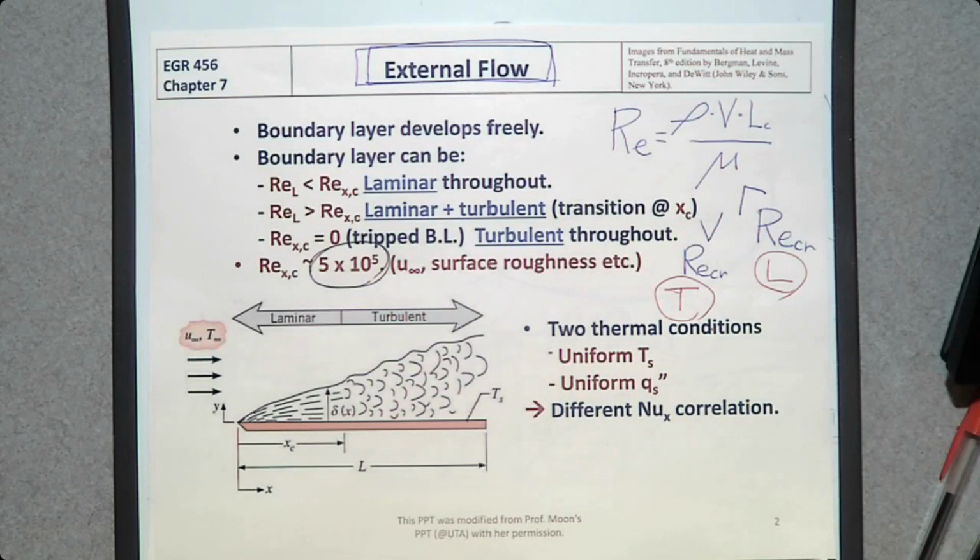We are going to determine whether it is laminar or turbulent. We are going to determine whether it is uniform surface heat flux or uniform surface temperature. There are Nusselt number correlations. So how many? 1, 2, 3, 4. Already 4 Nusselt number correlations. Okay. But before we go to review, there's one more thing that we want to discuss.